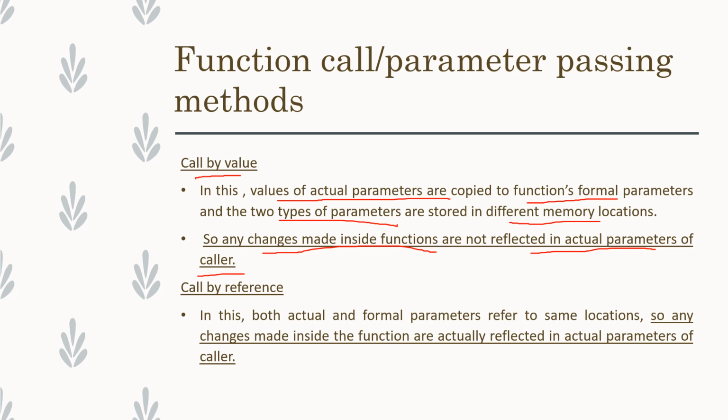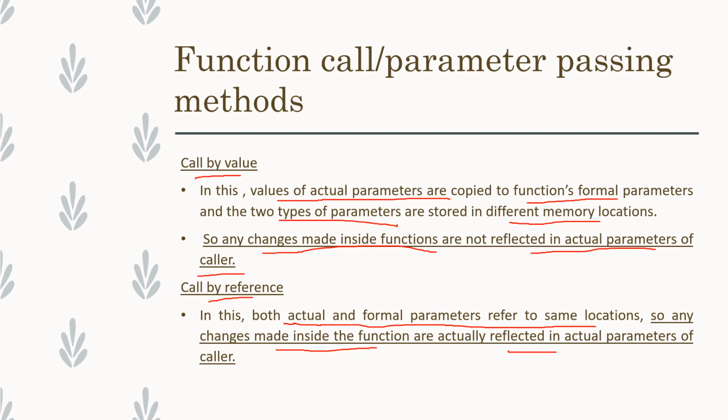Now, the second method is call by reference. We are just looking through the definition; we will see both concepts with an example. The difference between call by value and call by reference is that in call by reference, actual and formal parameters refer to the same locations. So if any changes are made inside the function, they actually reflect on the actual parameters.